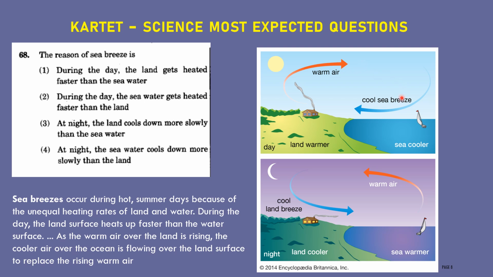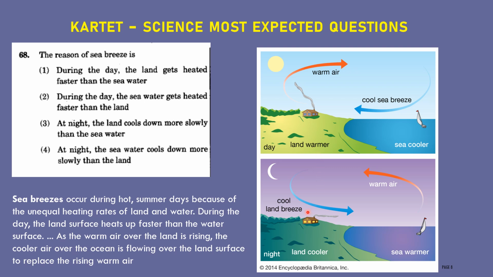Then, as you already know, above the sea you have cool air, so the cool air will move towards the land. Here you can observe the circulation of air taking place. This one we call a sea breeze.